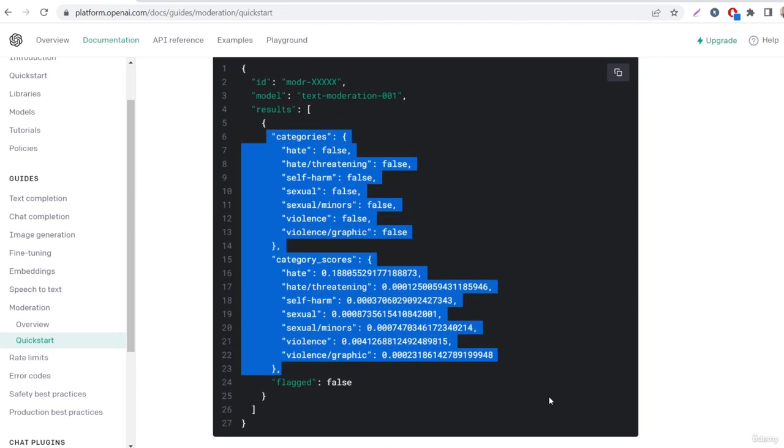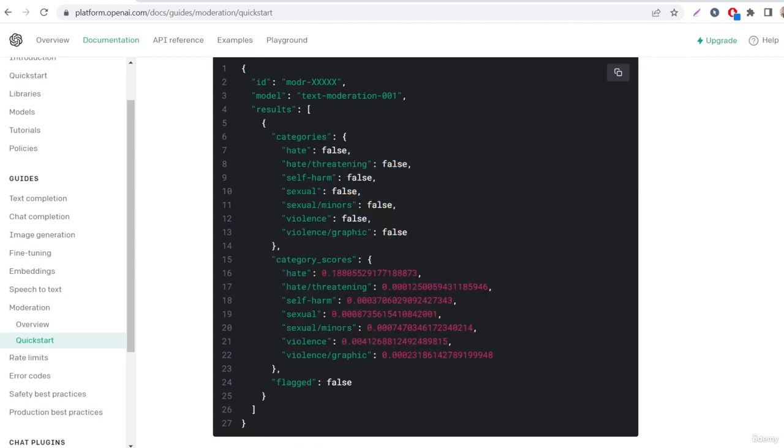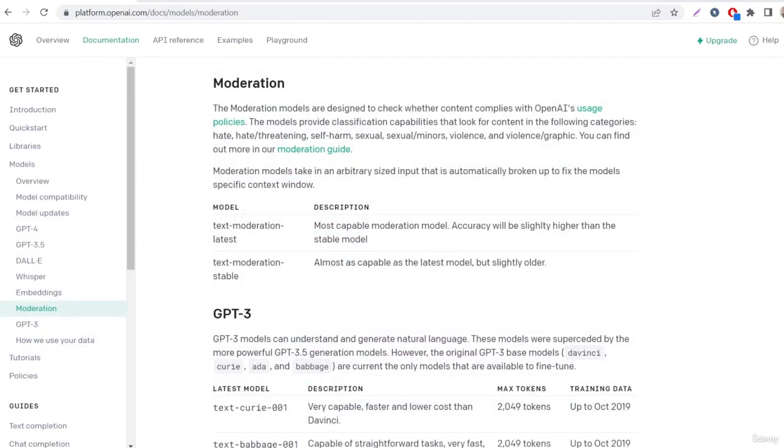When using the moderation models, you can input text of any length, and the models automatically handle breaking it down to fit within their specific context window. This allows the models to effectively analyze and assess the content provided, regardless of its size. For example, imagine a social media platform where users can post comments.